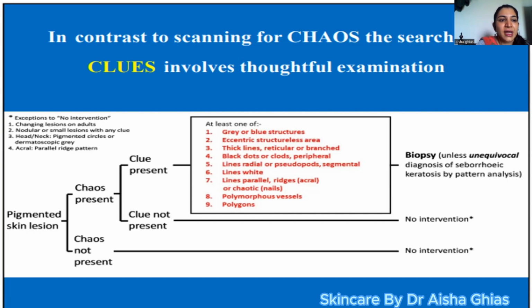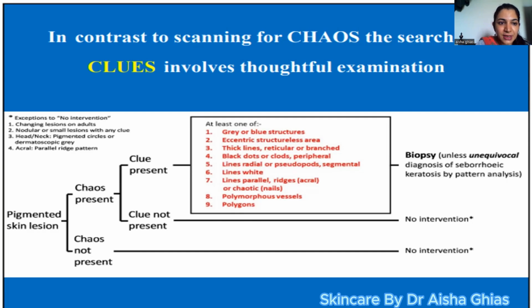And thirdly, head and neck pigmented lesions with dermatoscopic gray. So if you see this, although the dermatoscopic gray, even if it's there very symmetrical, doesn't show any chaos, and you don't find any clue other than the dermatoscopic gray, but in head and neck lesion, it's very important. It's a photoexposed area. It's an area where the malignant lesions come very often, so you really need to cut them out.